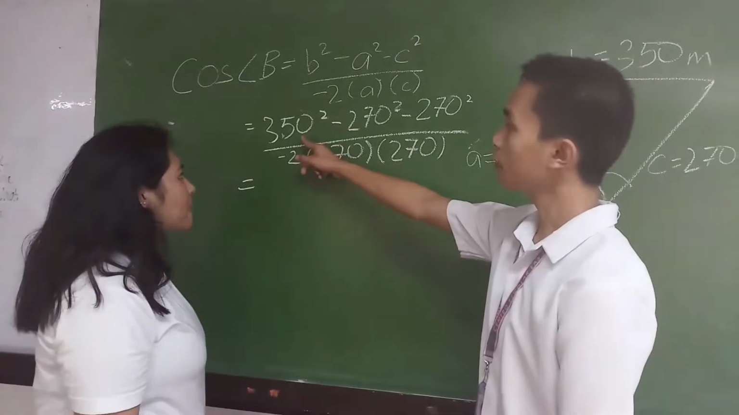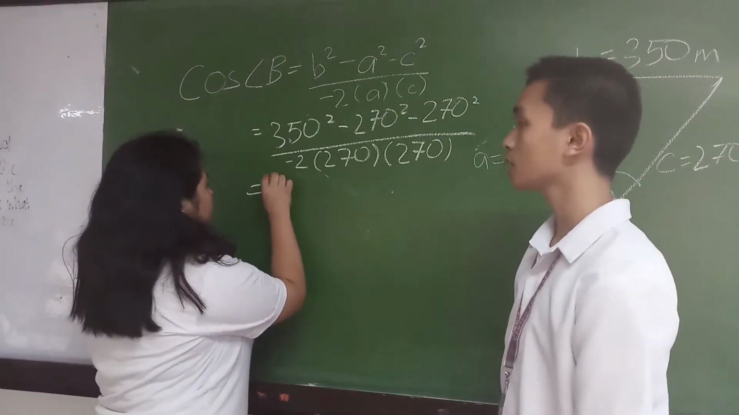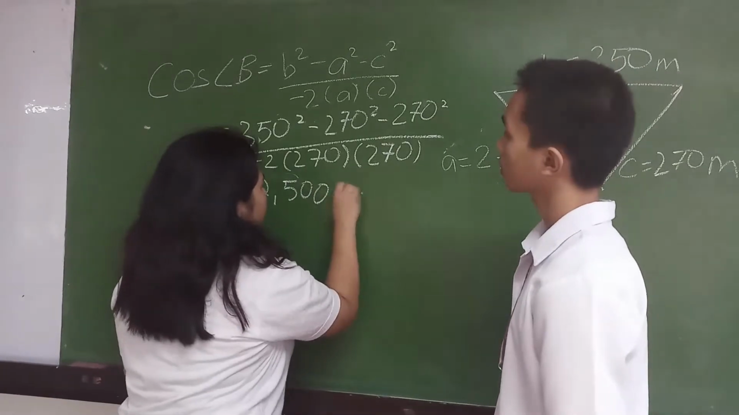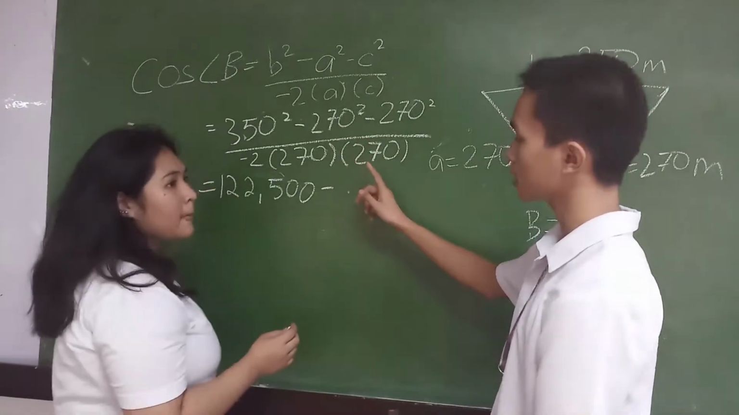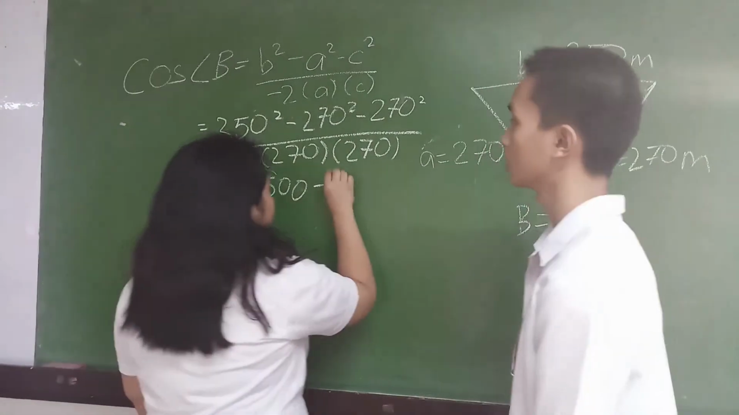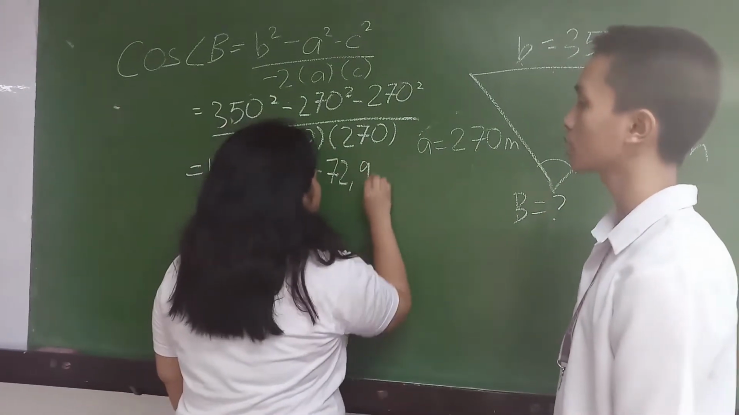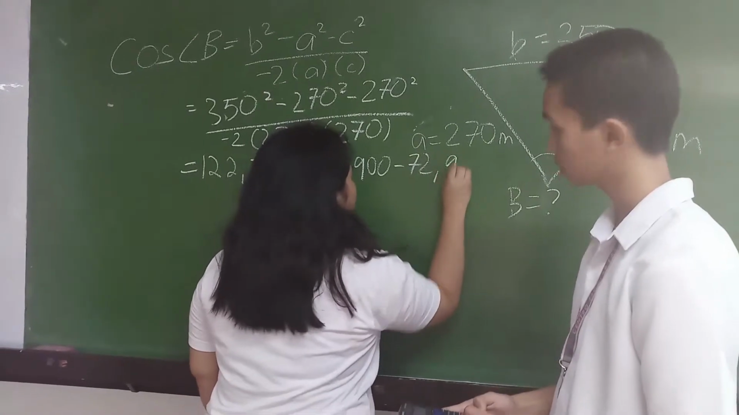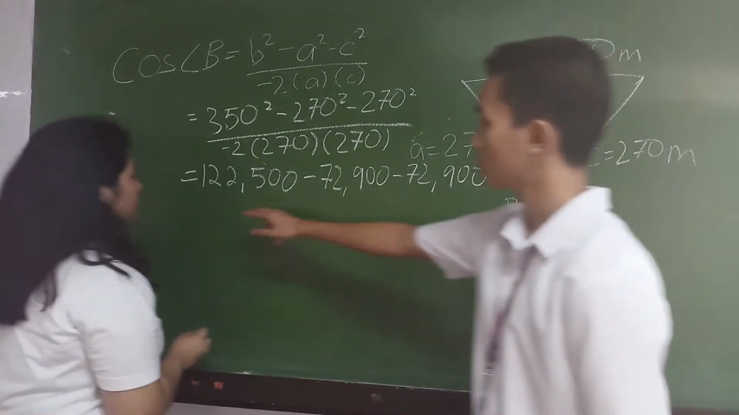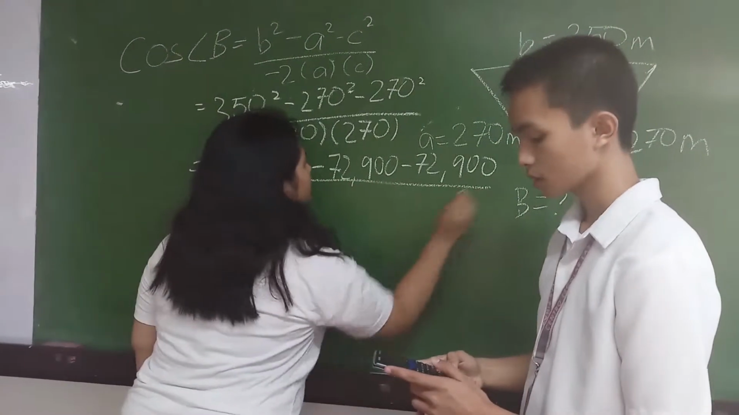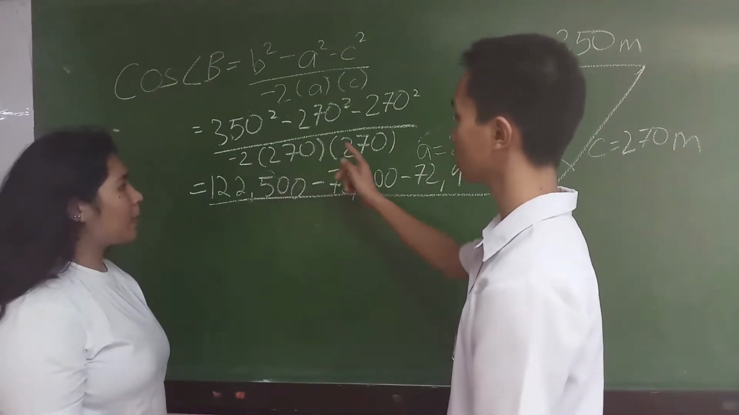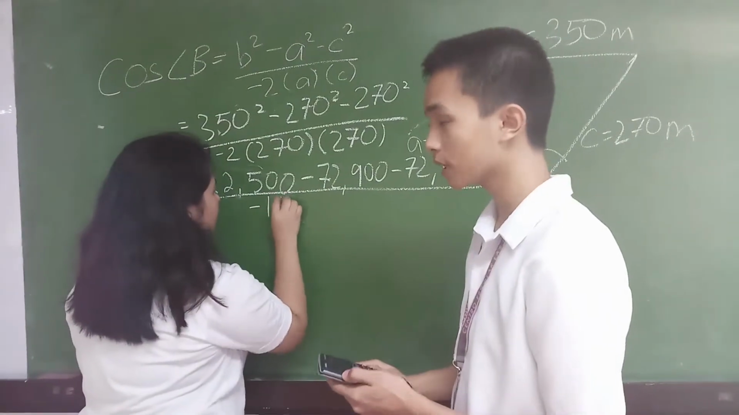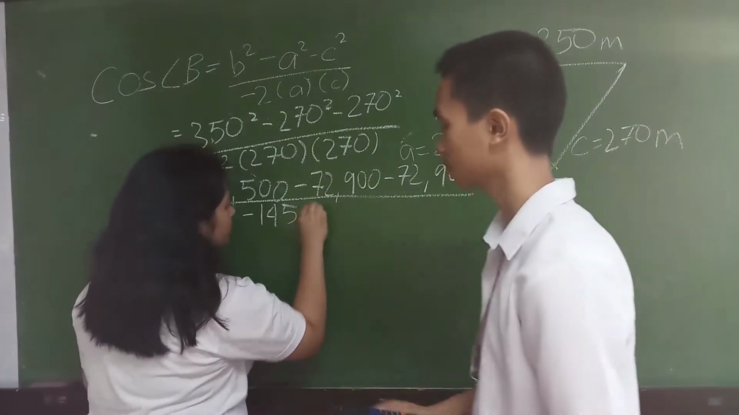So, 350 squared equals 122,500 minus 270 squared equals 72,900 minus 72,900 over negative 2 times 270 times 270 equals negative 145,800.